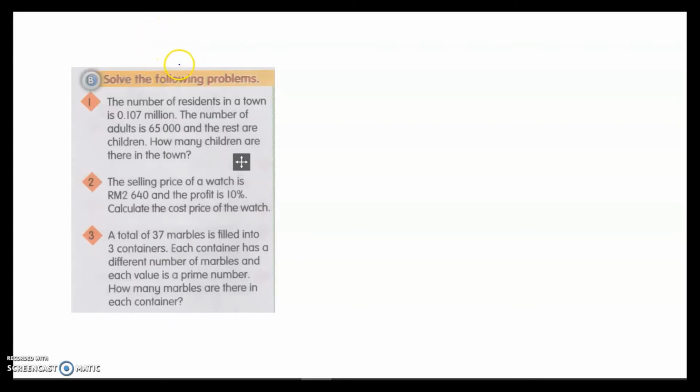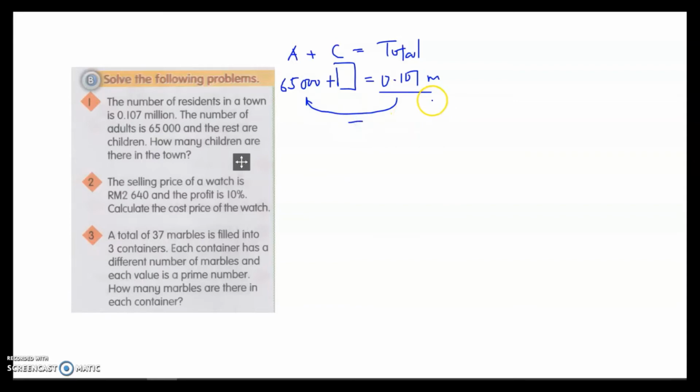Question 1. The number of residents in the town is 0.107 million. The number of adults is 65,000 and the rest are children. How many children are there in the town? So adults, dewasa, plus children equals the total residents. We are given the total residents, which is 0.107 million, and we are also given the adult 65,000. So what we need to find out is the children, the unknown here. So total minus adults, then you get the children.